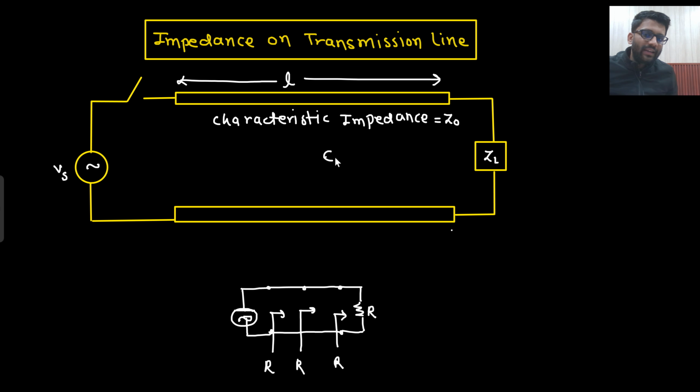Epsilon r. Don't feel like, sir, there is too much information. There is nothing. Two wires are connected. At the load you are having ZL. You are applying a voltage source Vs. That's it. And from where are you starting?